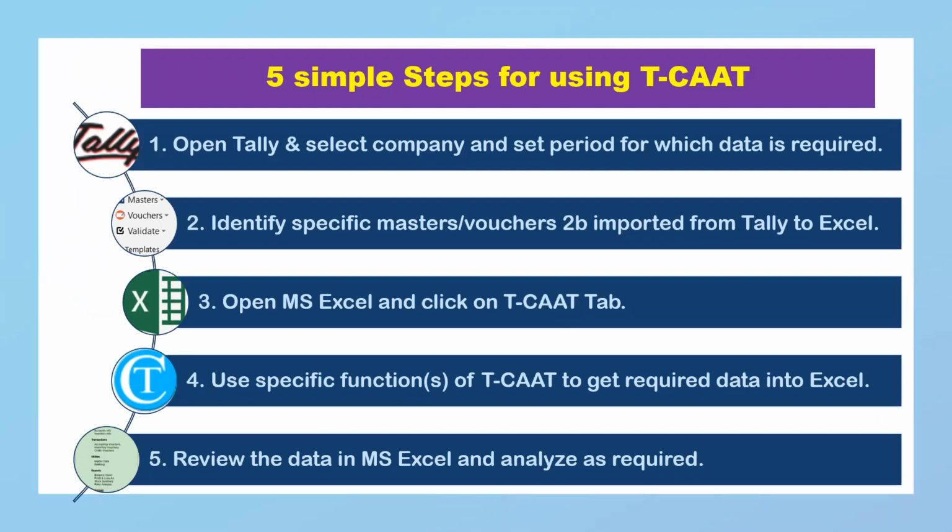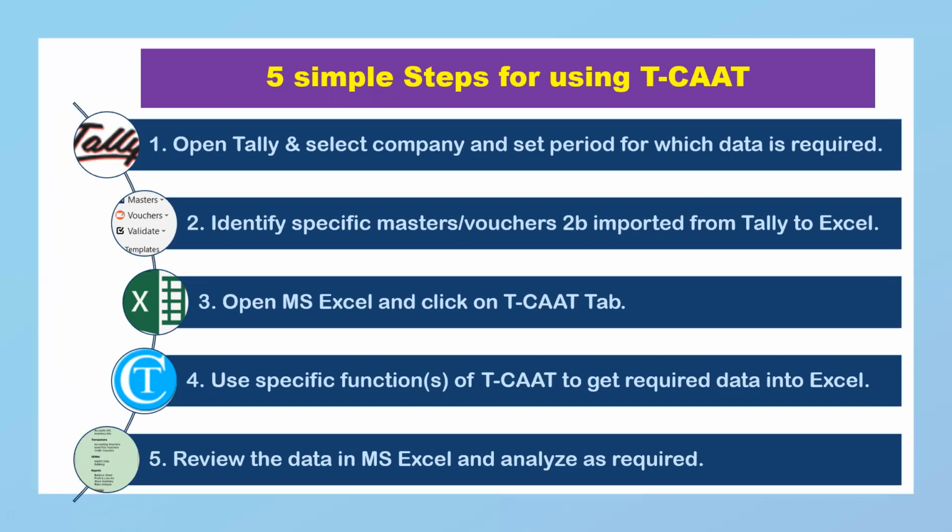First, you need to open Tally and select the company and set the period for which data is required. Second, you identify the specific information you require, whether the masters or the vouchers, which are to be imported from Tally to Excel. Third, open MS Excel and click on the TCAT tab, and then use the specific function of TCAT to get the required data into Excel.